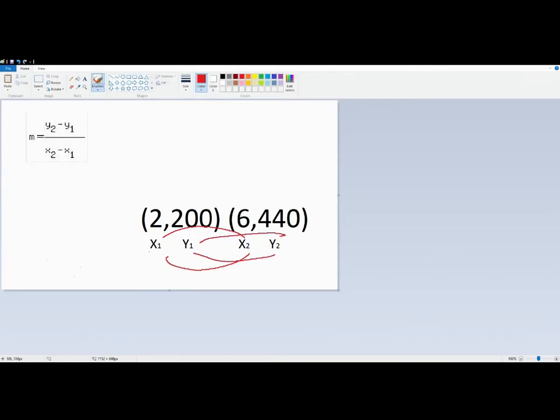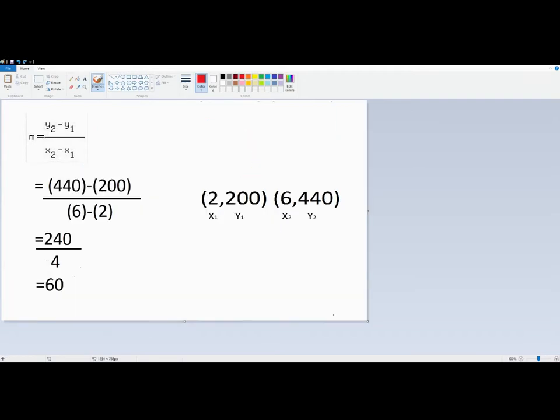Now you can notice that the labels match the formula, so it's going to make it easier for us to substitute into the equation. When you're substituting, always remember to add brackets when you substitute in. Here's what our equation looks like once we have substituted our coordinates into the formula. Now that we have all our numbers in the equation, we can solve.